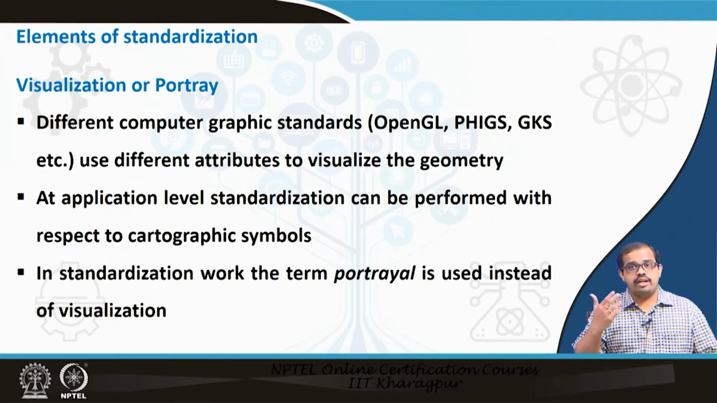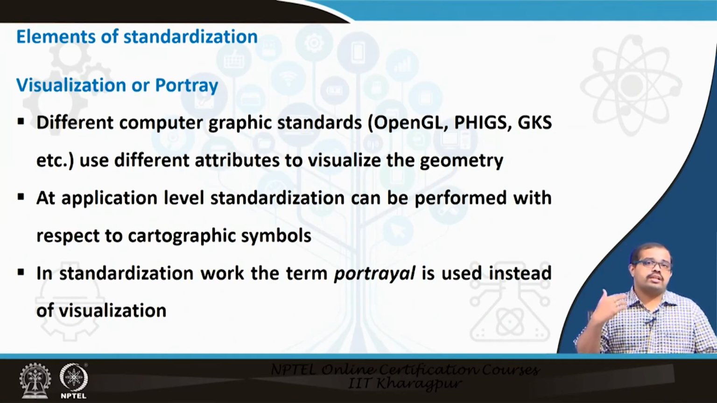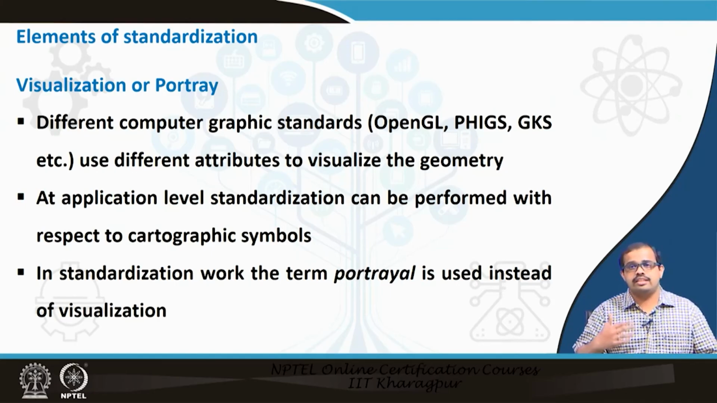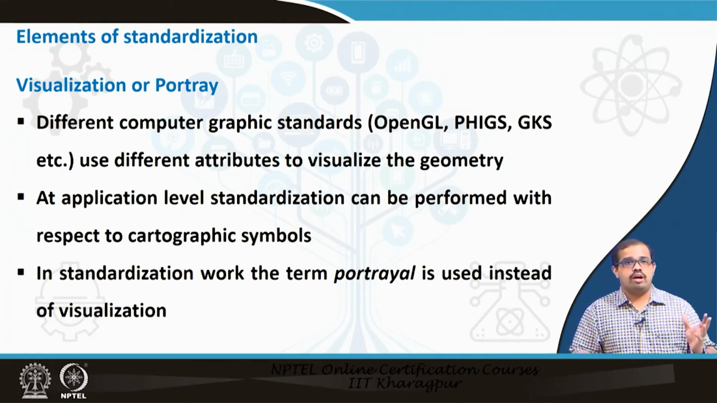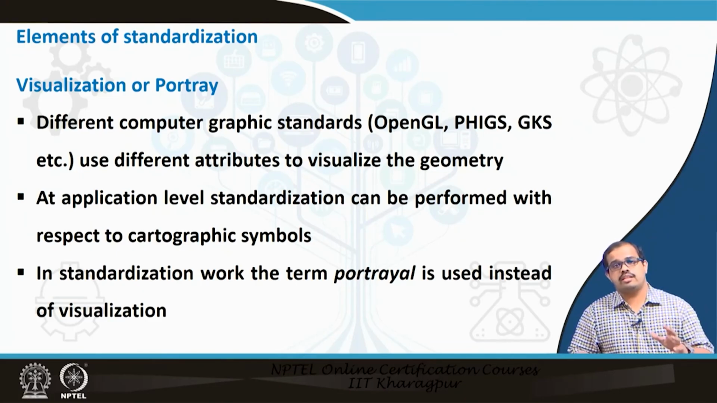Then the visualization. How do you visualize? How do you use certain computer graphic standards, whether it is OpenGL or GKS? So, use of different attributes to visualize the geometry. How do you use it? Whether it is standard attributes, or whether it is just used for the sake of using. At application level, standardization can be performed with respect to cartographic symbols. We have discussed what cartographic symbols are. Based on those symbols, we use application level standardization. In standardization work, the term portrayal is normally used instead of visualization.